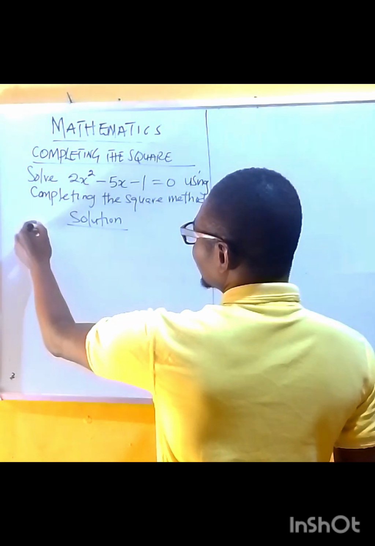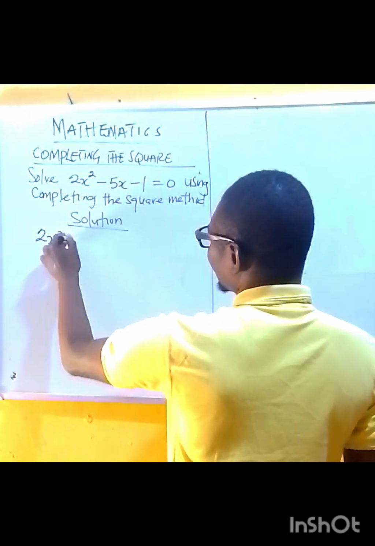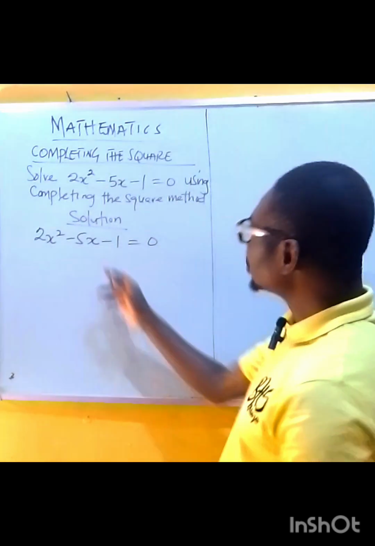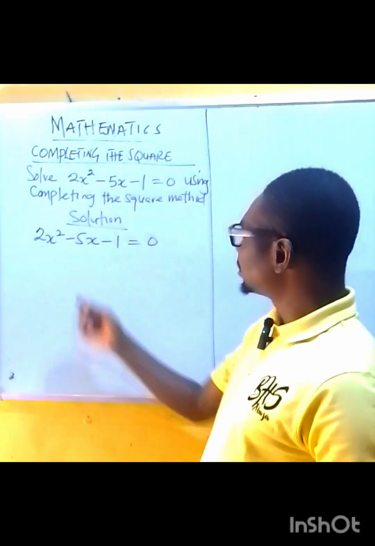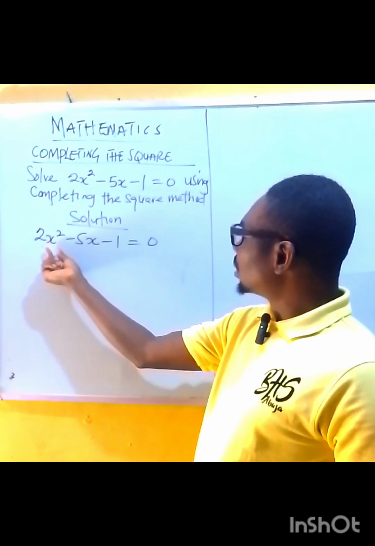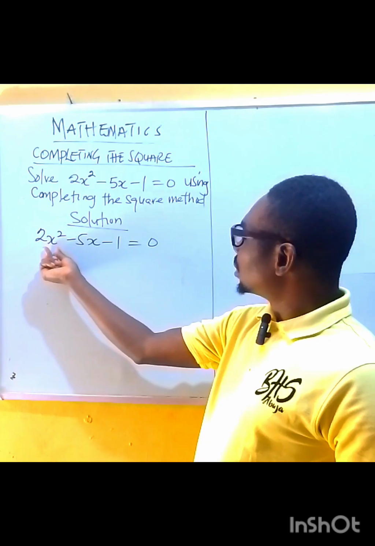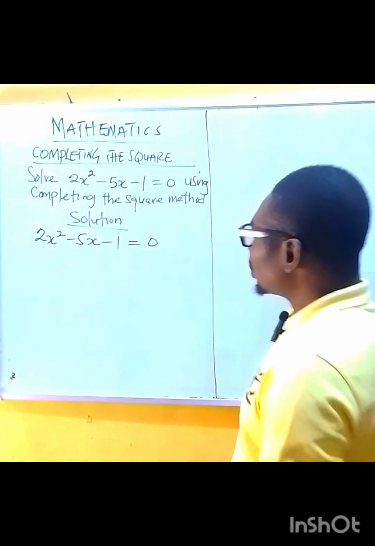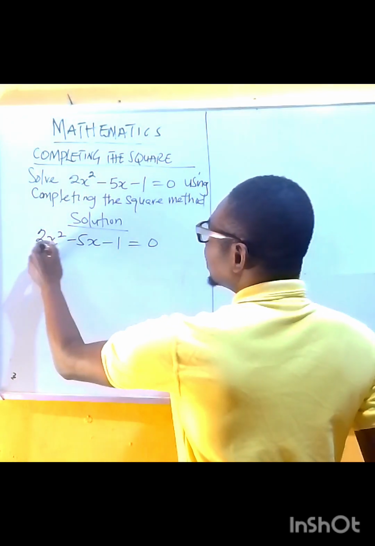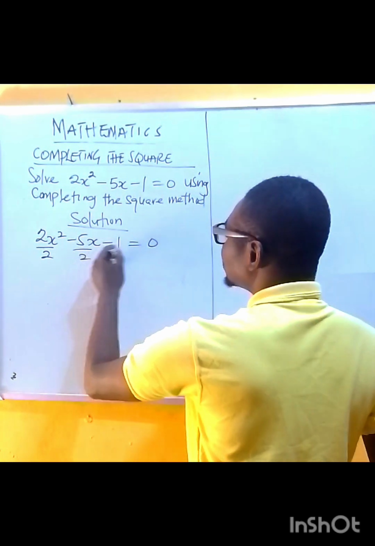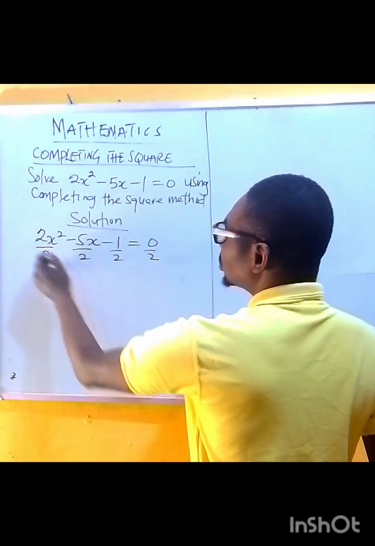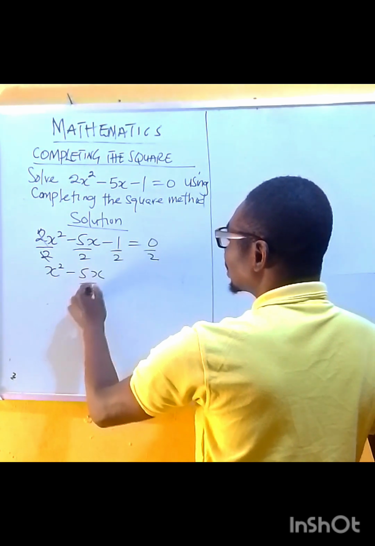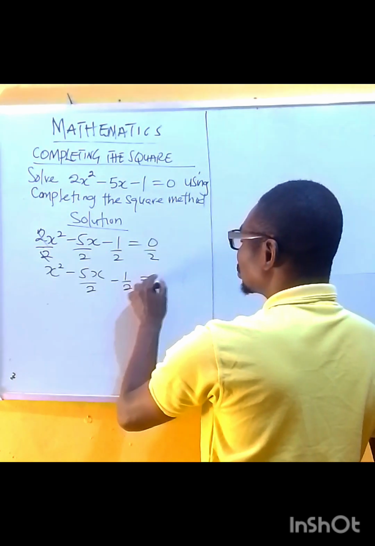To solve this, we have 2x squared minus 5x minus 1 is equal to 0. The first thing to do is to make the coefficient of x squared to be unity. So what you need to do now is to divide each of the terms by what? By 2. Therefore, you have x squared minus 5x over 2 minus half is equal to what? 0.